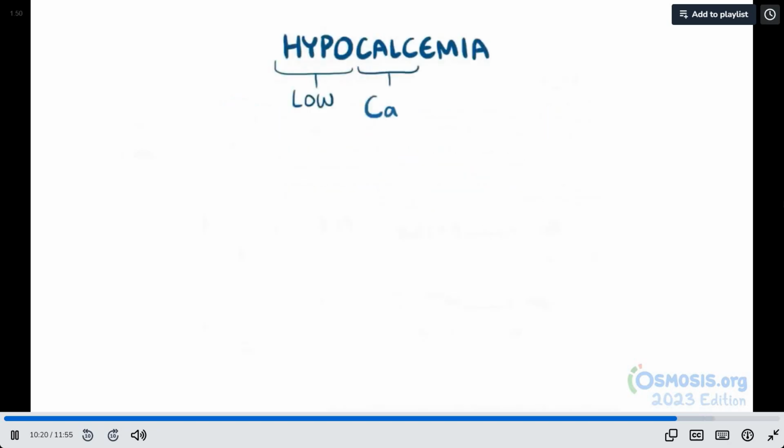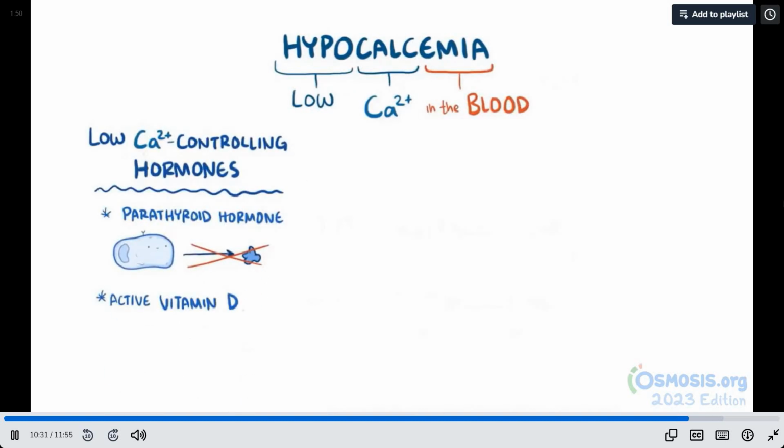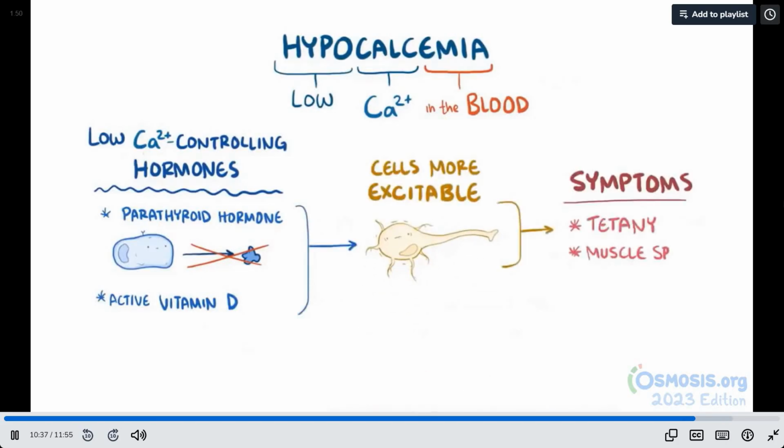Alright, as a quick recap. Hypocalcemia describes a low concentration of free ionized calcium in the blood, which most commonly results from defective production of calcium-controlling hormones, like parathyroid hormone and active vitamin D. Low calcium levels tend to cause certain excitable cells to be more excitable, which results in tetany, muscle spasms, and cardiac dysfunction.